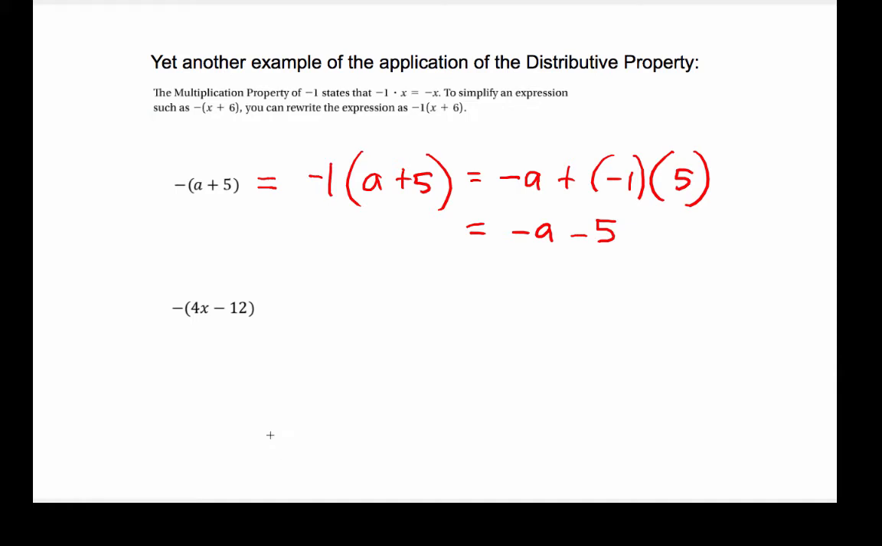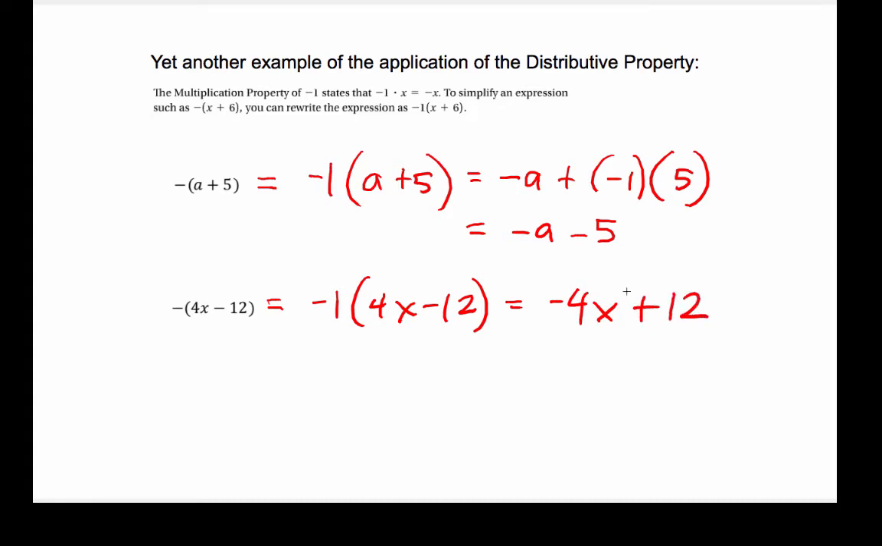Another way to think of it is, if you see a negative sign in front of a set of parentheses, basically what you need to do is just change the sign of what's in the parentheses to distribute that negative. So we went from negative the quantity a plus 5, both positive, to negative a minus 5. Another example, a negative in front of the quantity 4x minus 12 is the same as -1 times the quantity 4x minus 12. Distribute the -1, we get -4x plus 12.